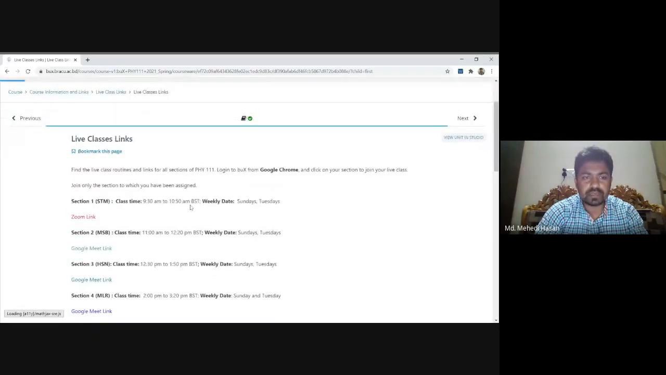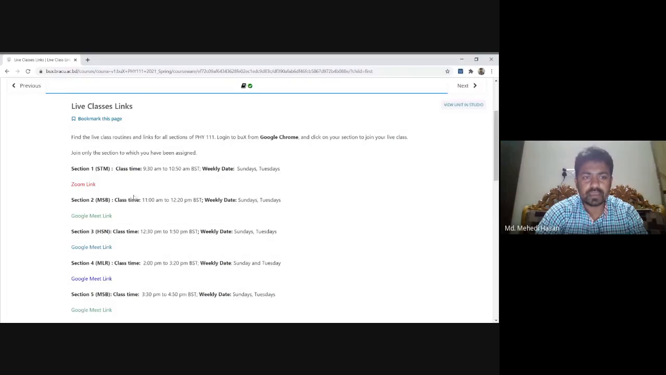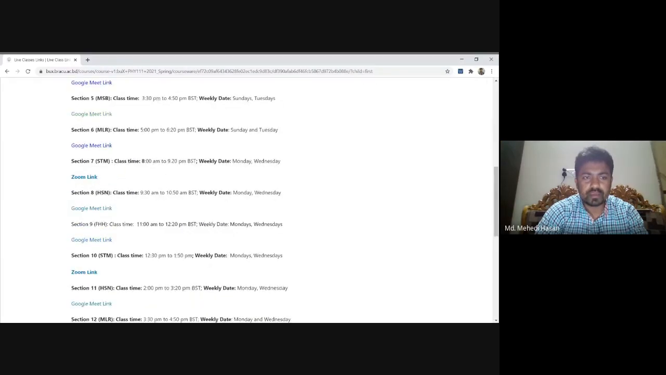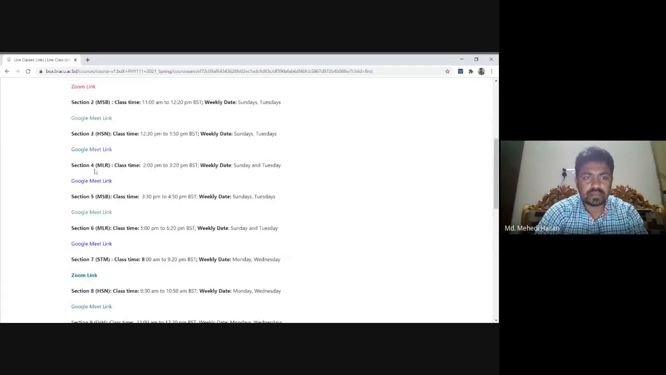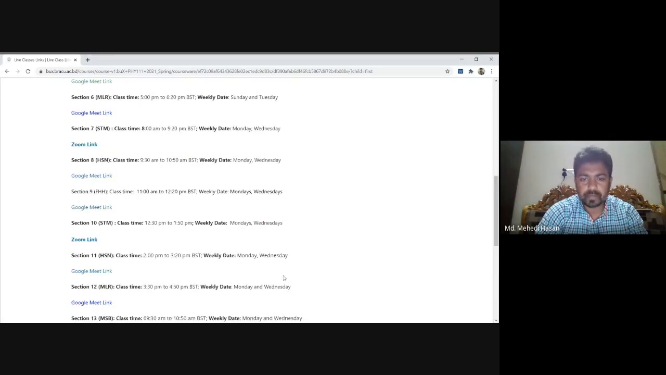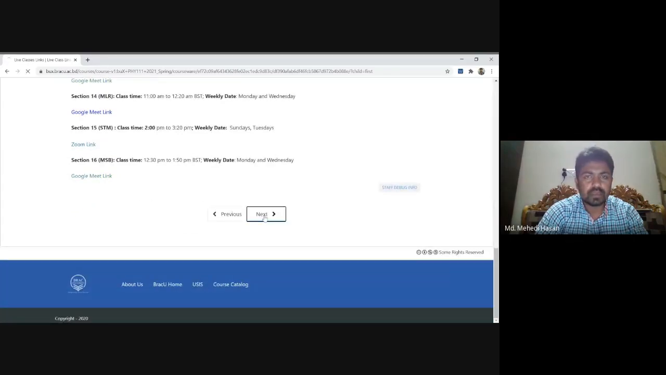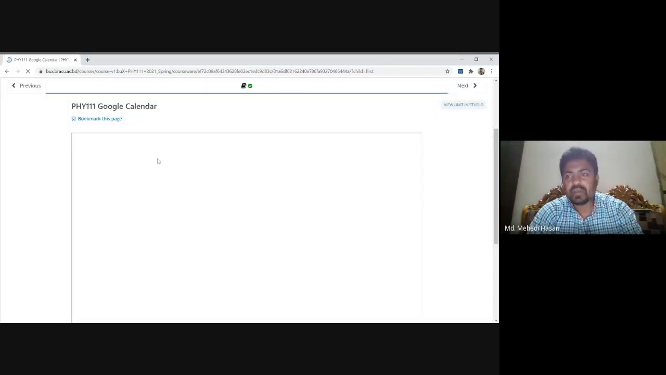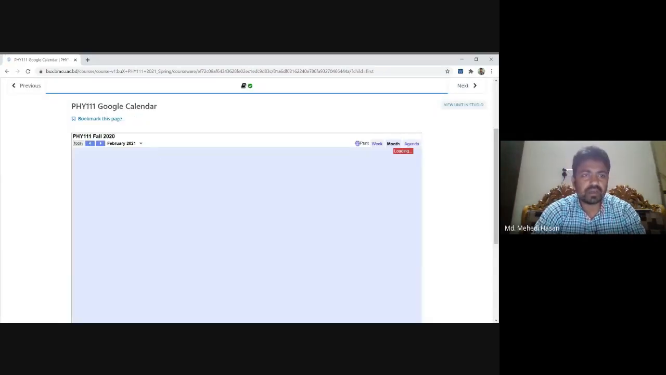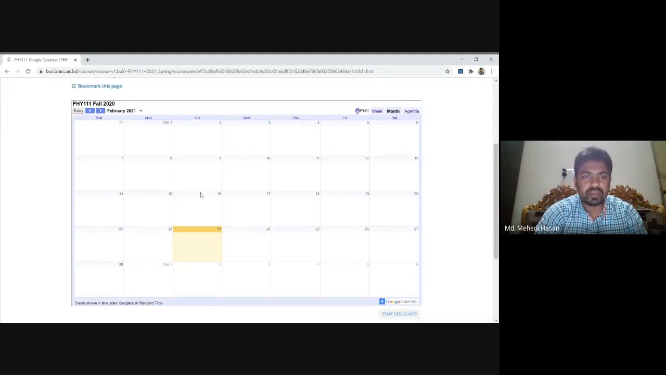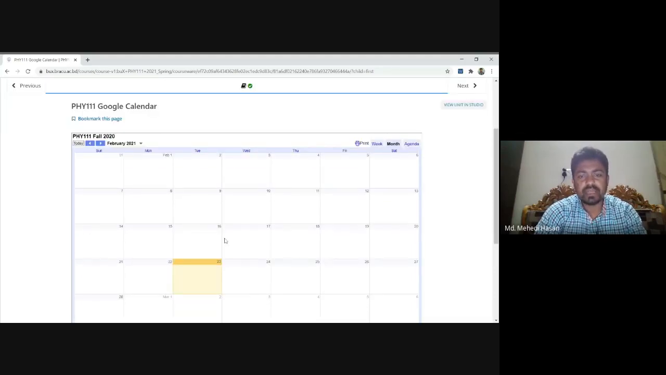And next is the class link. And here is the section 3 Google Meet link. Then next is Google Calendar. You can also get notifications from this Google Calendar. Here only classes are given, but maybe the quizzes and also assignments will be included in Google Calendar.